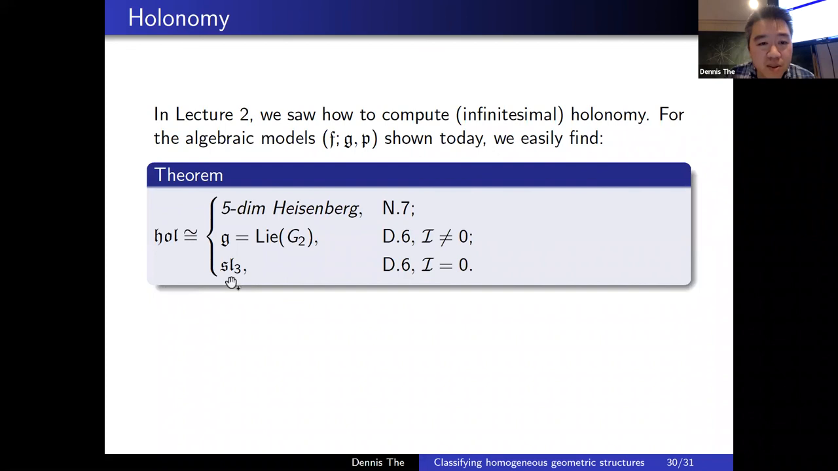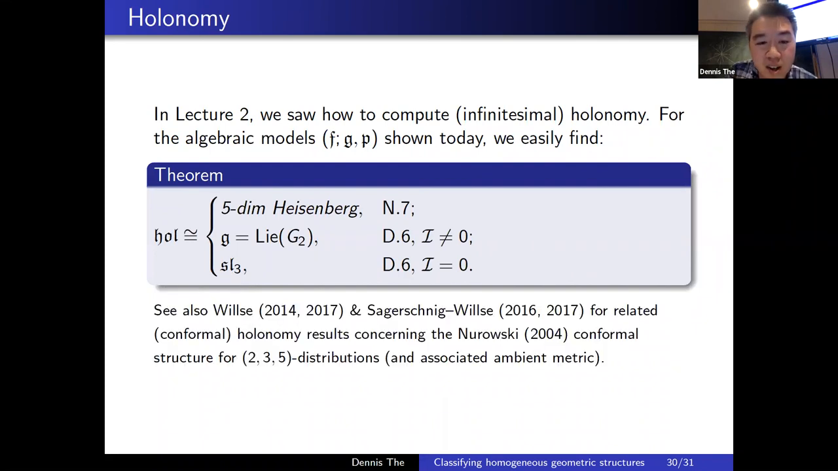Some of these statements are very reminiscent of recent work of Travis Willse and Katya Sagerschnig. There they also use other tools, in particular the Nurowski conformal structure, and did some classification about the conformal holonomy, as well as holonomy of the associated ambient metric. In particular in this SL3 case, in one of their papers, an SU(1,2) holonomy algebra came up. So this is a complexification of SU(1,2). Okay, right, this is in the complex setting.